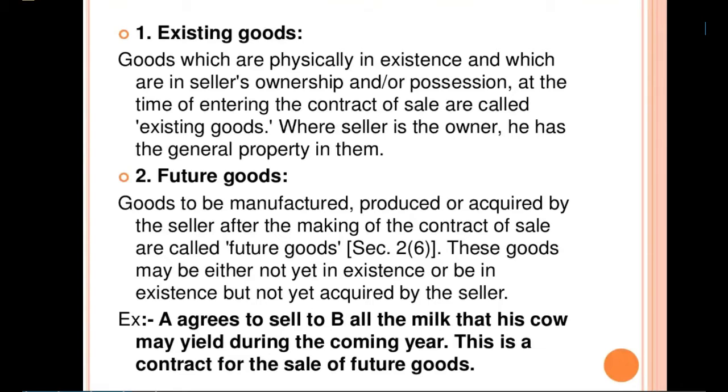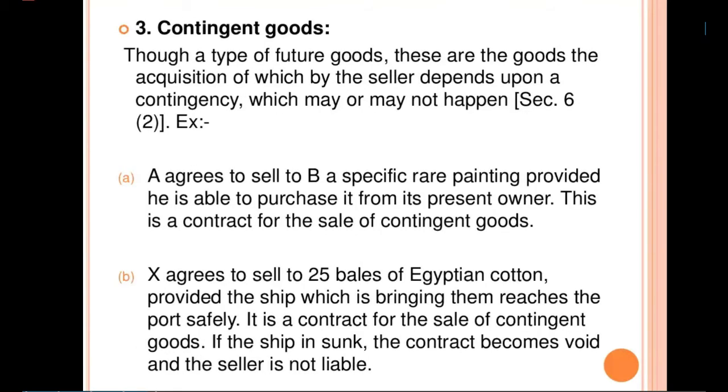Right now, if you want to buy a Maruti Swift car, you have to visit the Maruti showroom. They will take your advance order. With the order, you have to pay some price, and they will give a time period, like within 3 months or 6 months, we will give you your car. Within that period of time, they will manufacture and produce your car. Contingent goods. A type of future goods, these are goods the acquisition of which by the seller depends upon a contingency, which may or may not happen, as per Section 6(2).